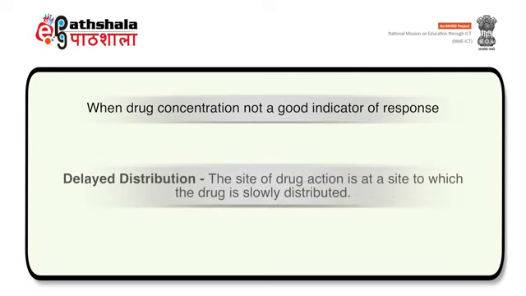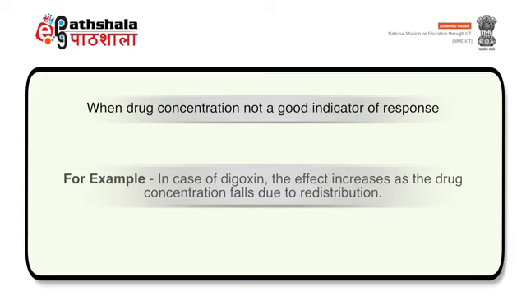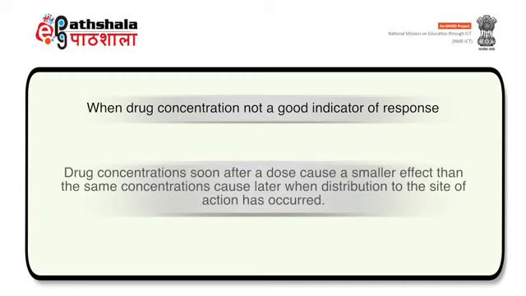Delayed distribution. The site of drug action is at a site to which the drug is slowly distributed. For example, in case of digoxin, the effect increases as the drug concentration falls due to redistribution. Drug concentration soon after a dose causes a smaller effect than the same concentration caused later when distribution to the site of action has occurred.